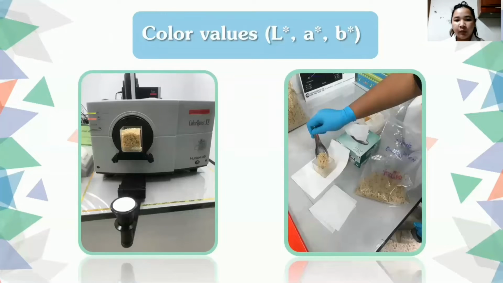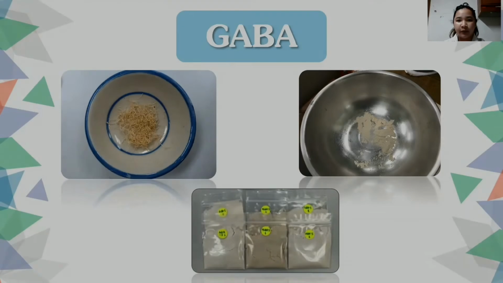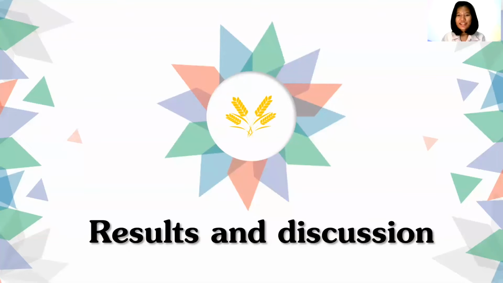For the color value, in this picture, we use a color meter and measure the color value in L star, a star, and b star. For the GABA content of the sample, we use HPLC to analyze it. Alright, we are going to present the results and discussions.